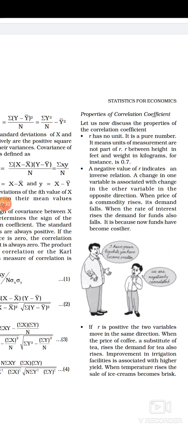If r is positive, the two variables move in the same direction. When the price of coffee, a substitute for tea, rises, the demand for tea also rises. Improvement in irrigation facilities is associated with high yield. When temperature rises, the sale of ice cream becomes brisk.